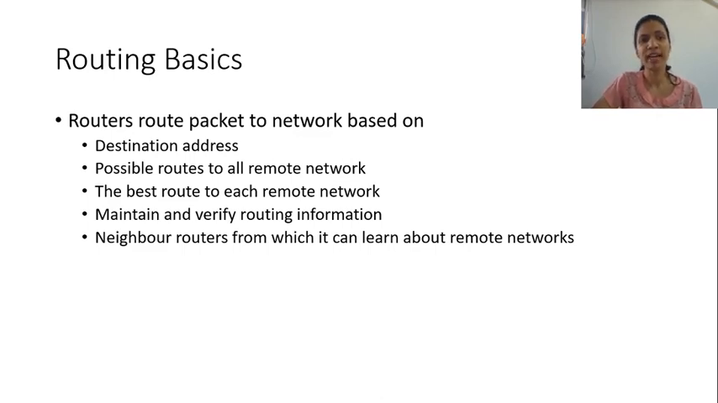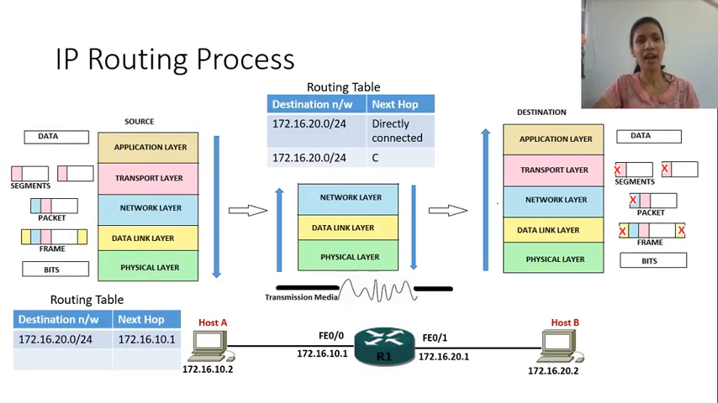If you are using dynamic routing, then in that case, the neighboring routers are the ones from whom the router is going to learn about the remote networks. We are going to take a look at the details about what you mean by static routing and dynamic routing in later slides. First, let us take a look at how the routing process takes place.